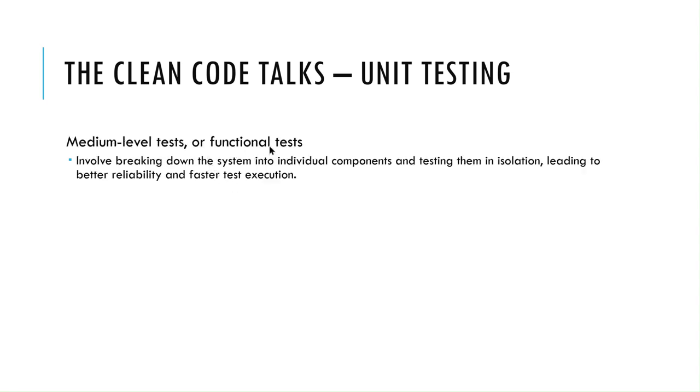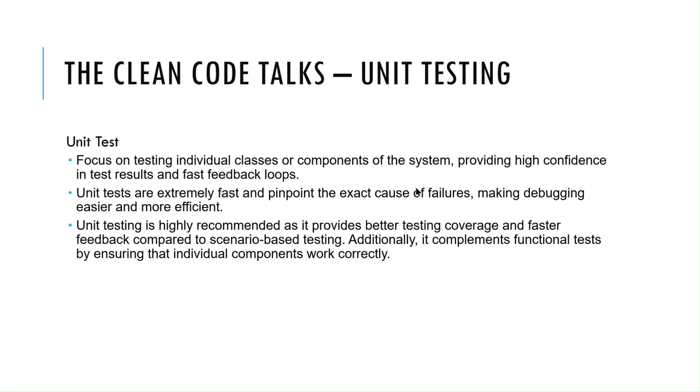Medium-level tests or functional tests involve breaking down the system into individual components and testing them in isolation, leading to better reliability and faster execution. Unit tests focus on testing individual classes or components of the system, providing high confidence in test results and fast feedback loops. Unit tests are extremely fast and pinpoint the exact cause of failures, making debugging easier and more efficient.